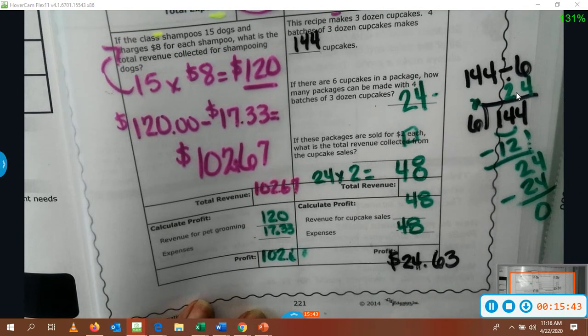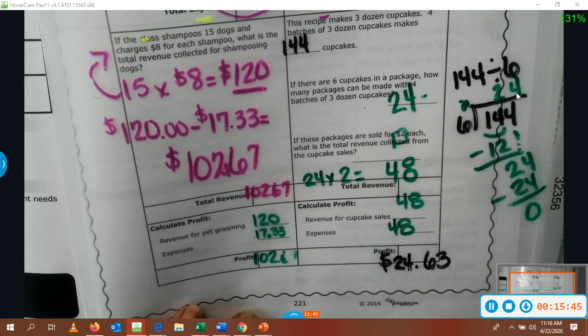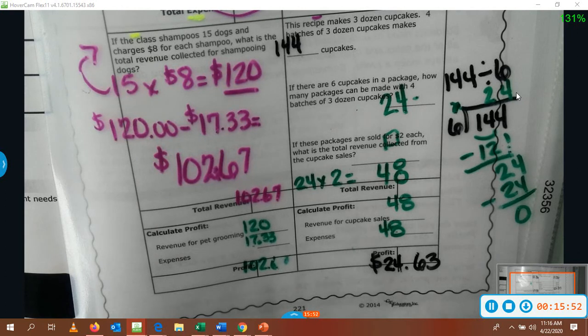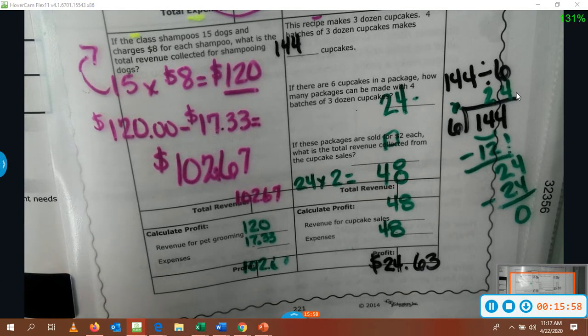So you know my favorite question. Which number would you rather have in the bank? Would you rather have $102 or would you rather have $24? Okay, right. The answer is always the same. Everybody wants the most. Alright, let's go on to the next question.